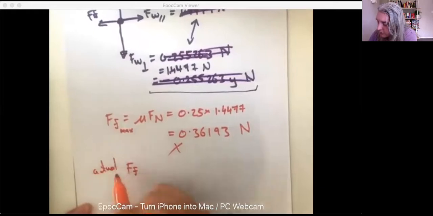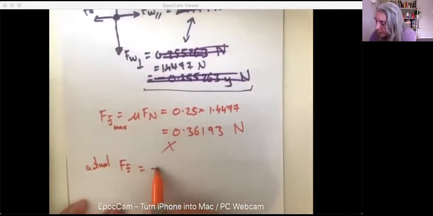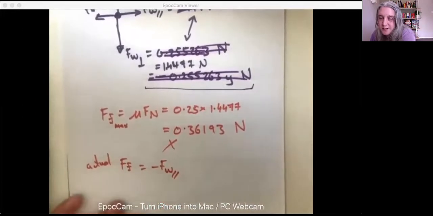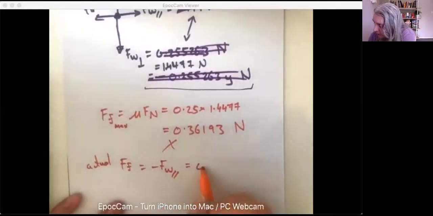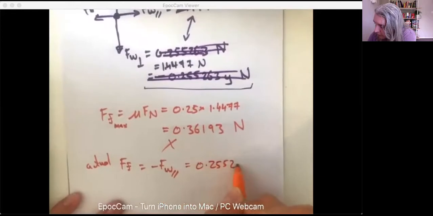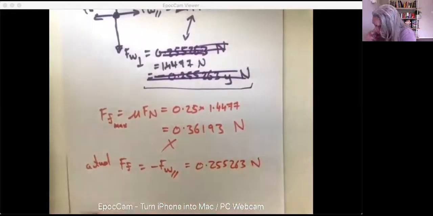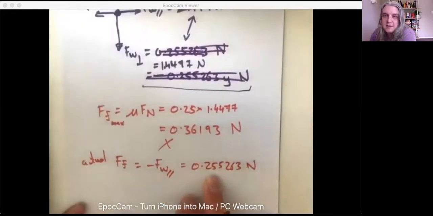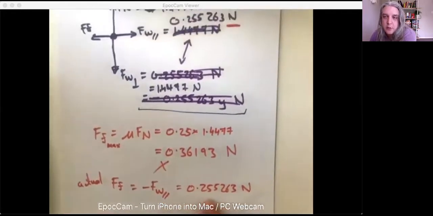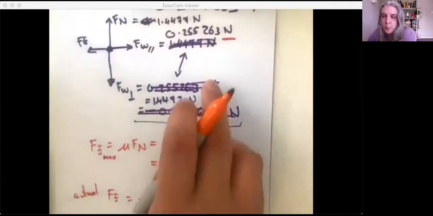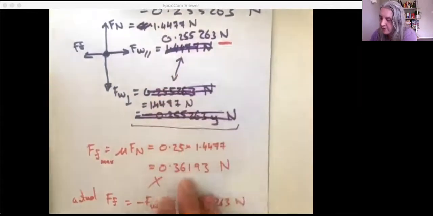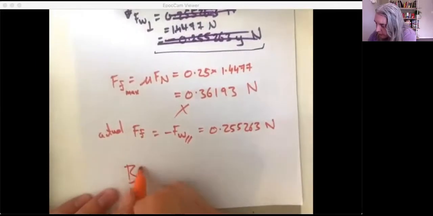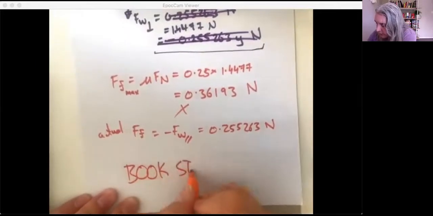So the actual friction is therefore going to be equal and opposite to the parallel component, because it's just going to take what it needs, and that is 0.255263 newtons. We didn't even really need to do this last step. I didn't actually need to write this exact value down because the question was simply, does the book slide down the slope or not? The maximum friction is more than the force that's trying to make it slide down the slope. So book stays at rest.